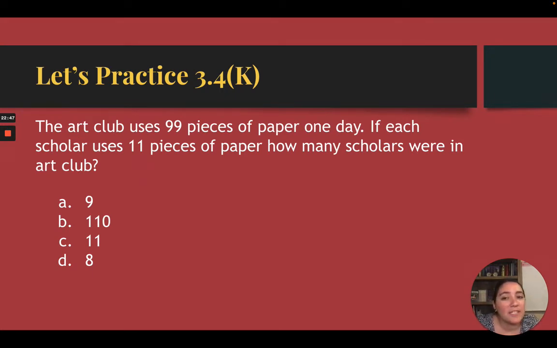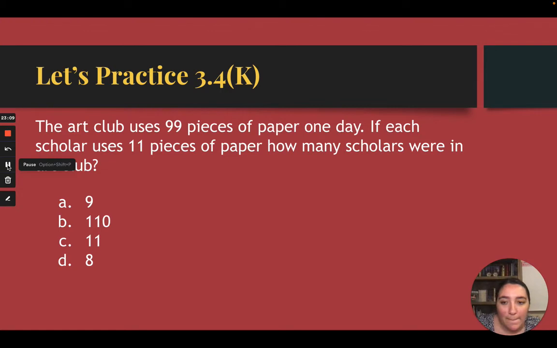All right, one more practice question here. The art club uses 99 pieces of paper one day. If each scholar uses 11 pieces of paper, how many scholars were in art club? So now, all on you. You're going to do that second and third read. What operation are you doing? Is it a one-step or a multi-step? All right, so go ahead and pause Miss Gomez's video before you start solving.